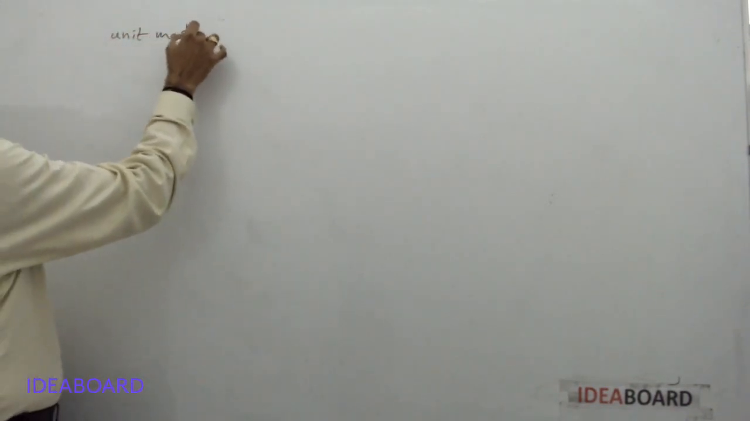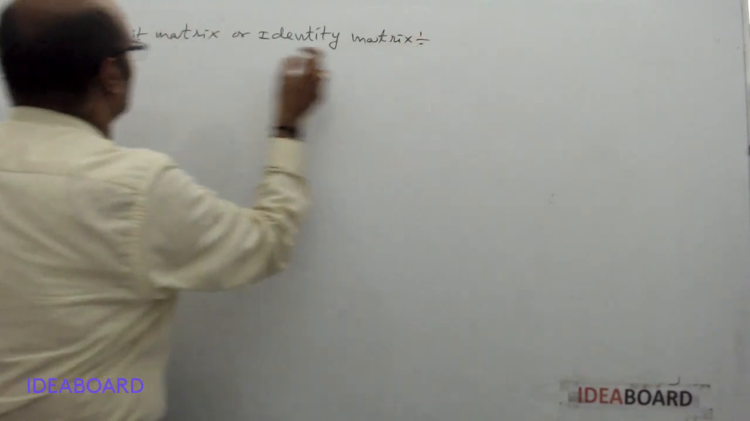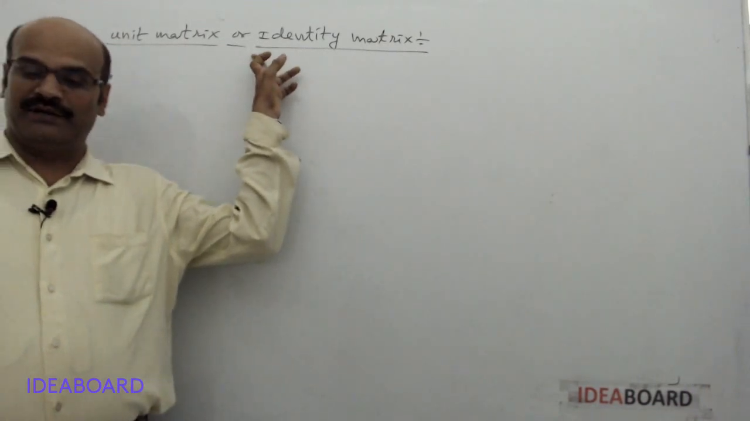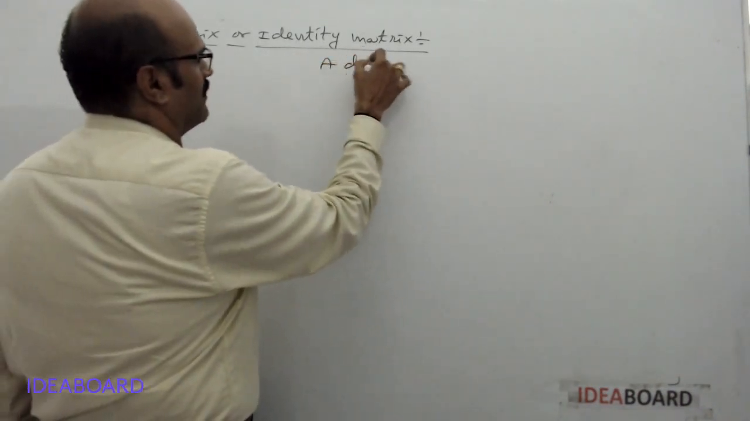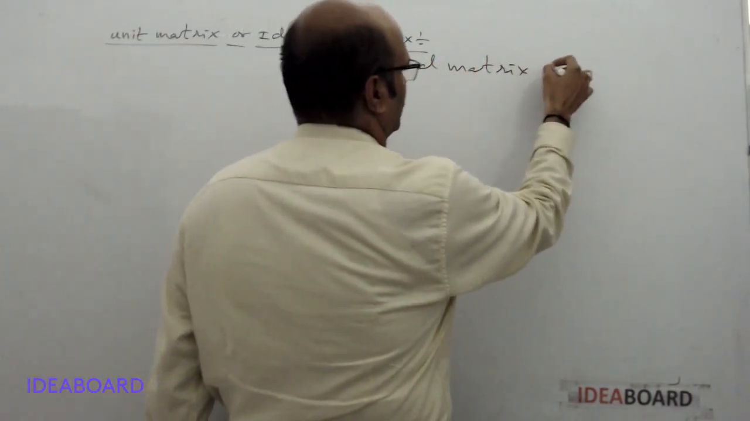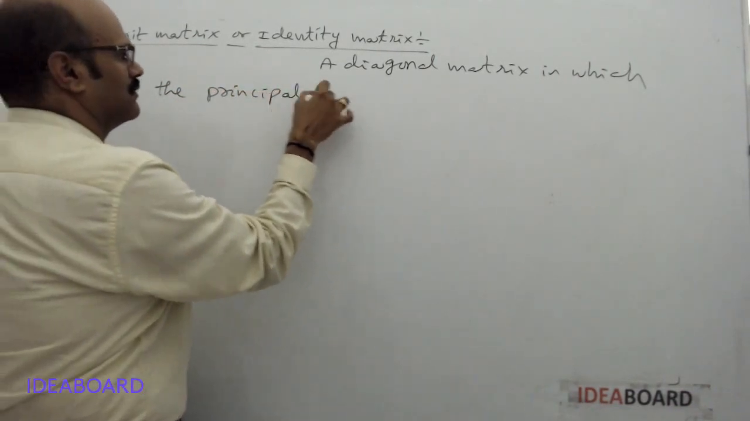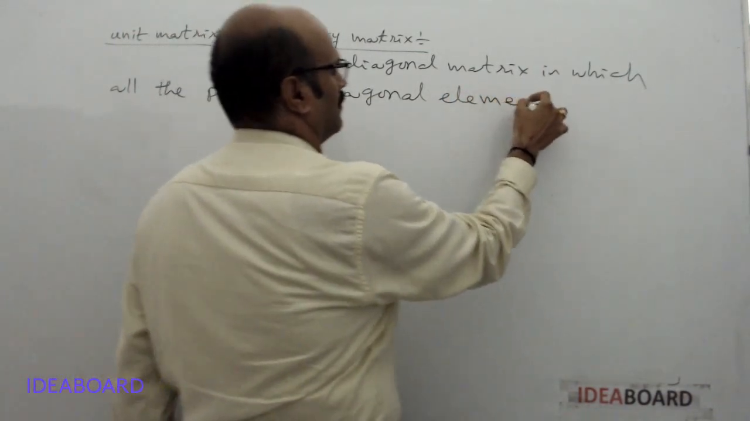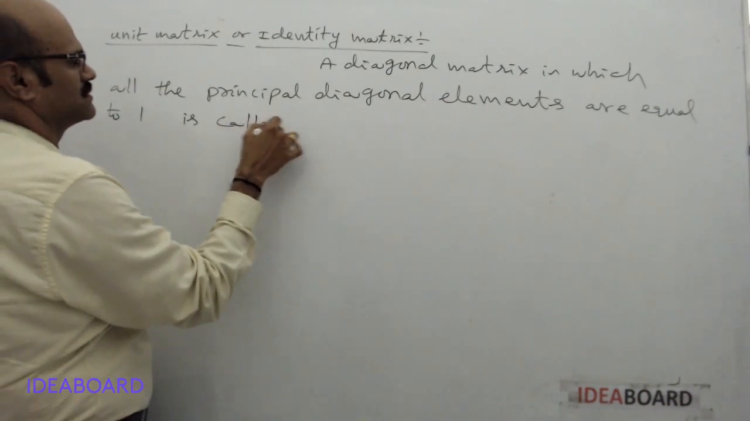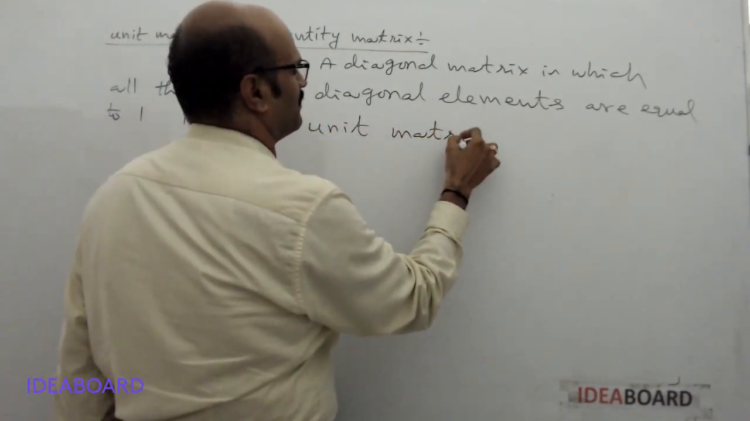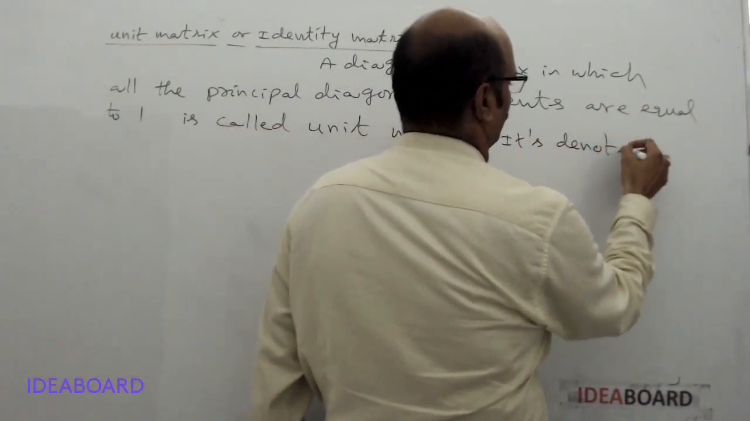Unit matrix or identity matrix. A diagonal matrix in which all the principal diagonal elements are equal to 1 is called unit matrix or identity matrix. Unit matrix is denoted by I.